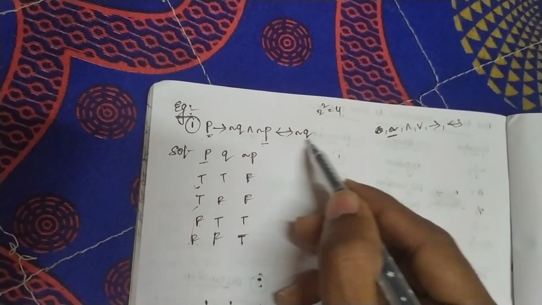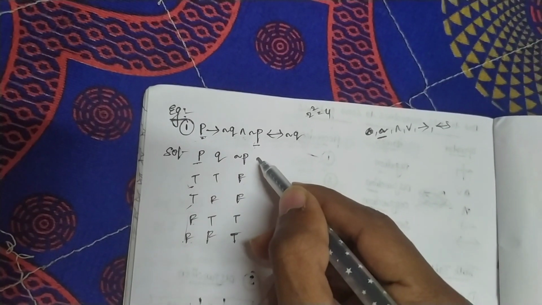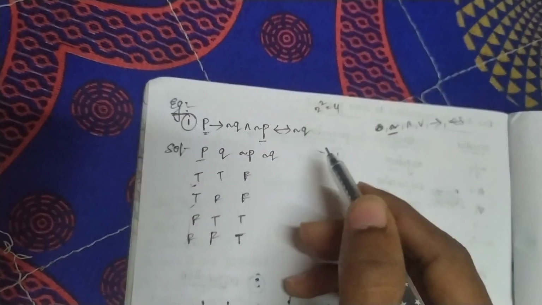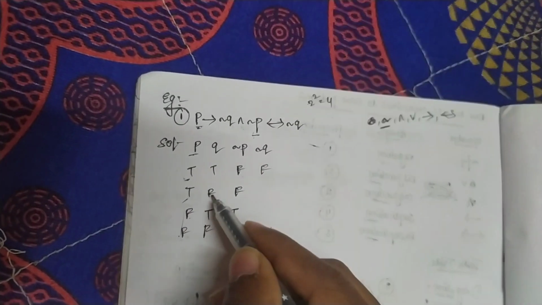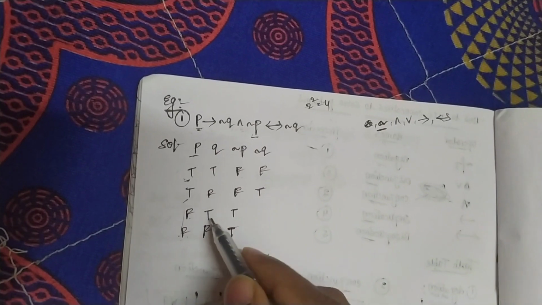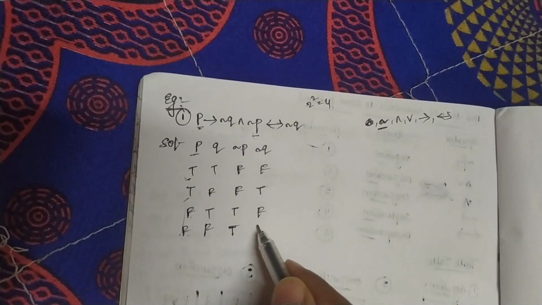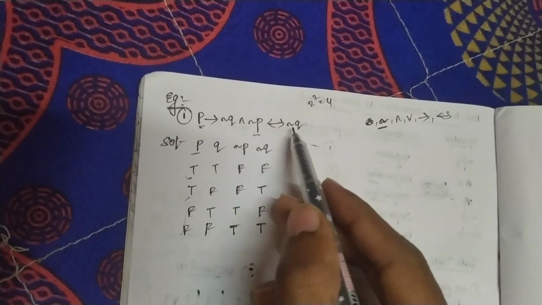Now negation Q is also given. The first preference is given to negation, so we write for the negated ones. Here the Q value is true, so we write false. Then false becomes true, and so on. Here the negation values are completed.